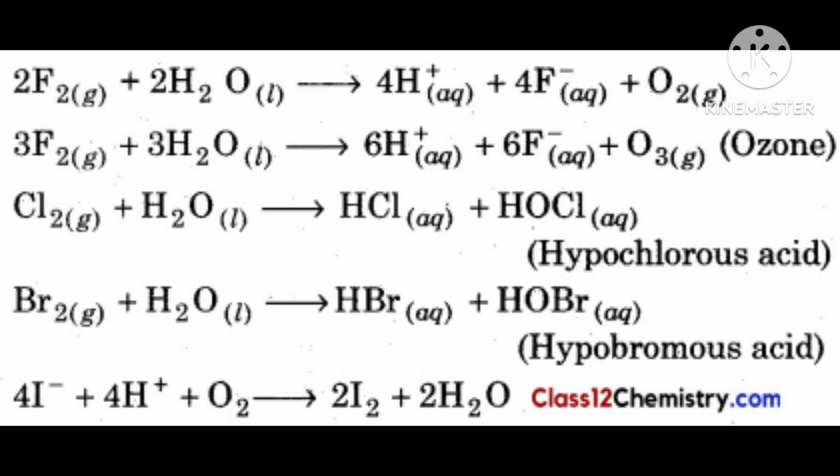Now I am coming to the other reaction: halogen reactivity towards oxygen. Halogens form many oxides with oxygen, but most of them are unstable. Fluorine forms two oxides, OF2 and O2F2. Remember it, the question is asked. However, only OF2 is thermally stable at 298 Kelvin.